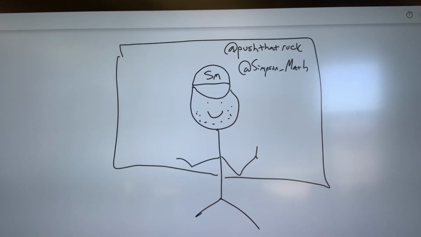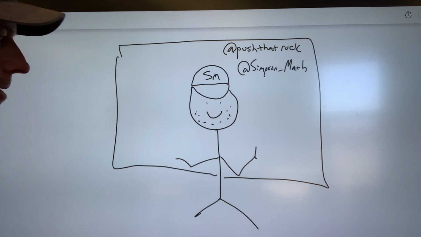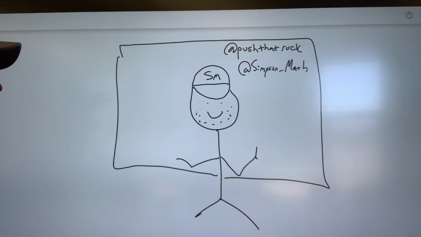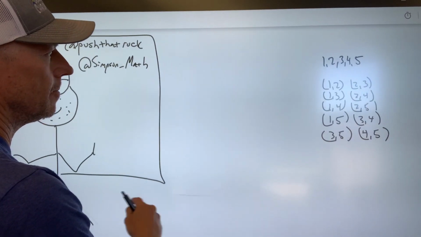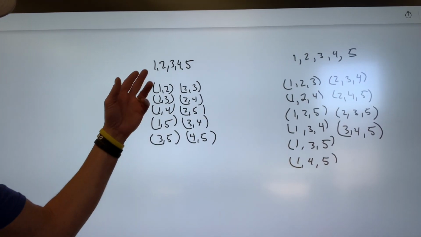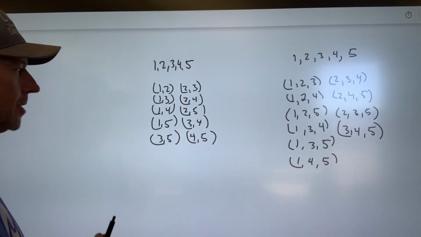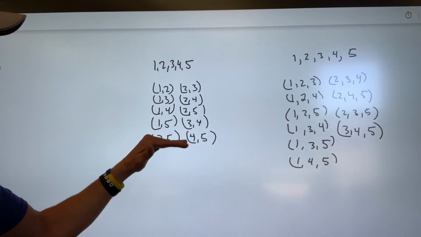Push that rock here with some math. Let's extend that last lesson on counting to include permutations or arrangements. So last time we looked at gathering up 5 objects and selecting 2 objects from a set of 5 objects. And we found there were 10 ways to do that.